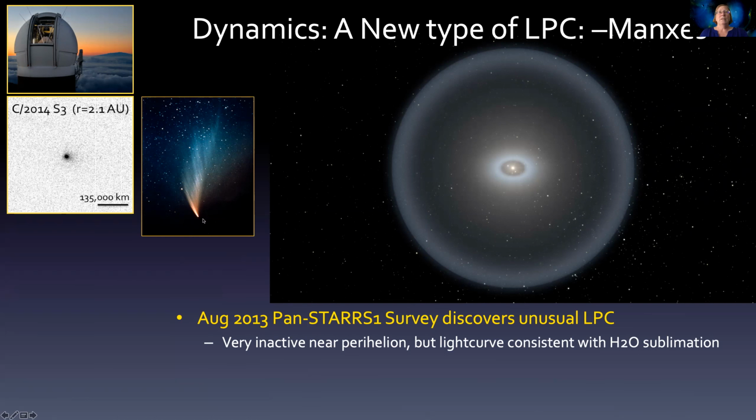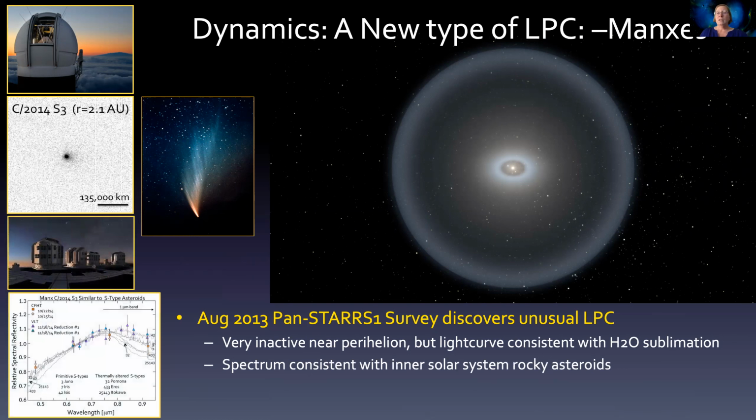Normally, long-period comets at this distance from the sun have enormous tails. So I got excited. I said, yes, this is very interesting. Now, while we were trying to get follow-up observations and reduce the data, a second one was discovered, and it was actually analyzed first. And its spectrum was very unusual.